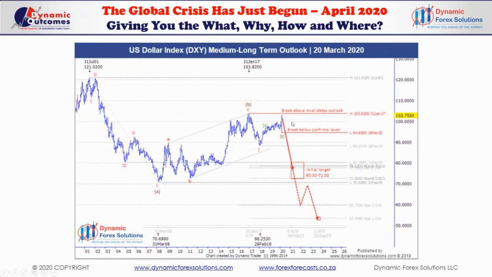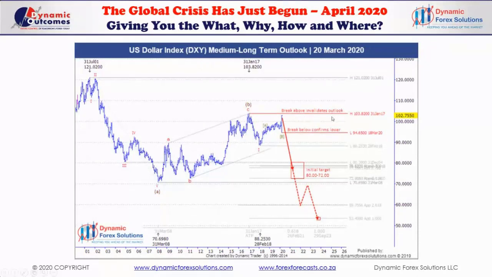On the dollar index, if you look at the long-term picture, we saw a 5-wave move down from the 2001 high, and since then a correction up here.